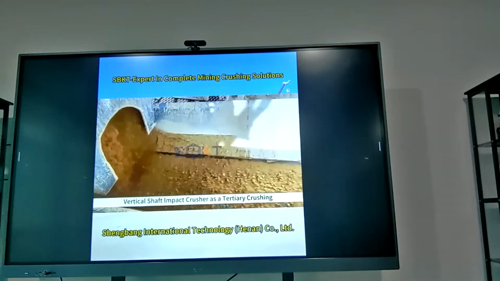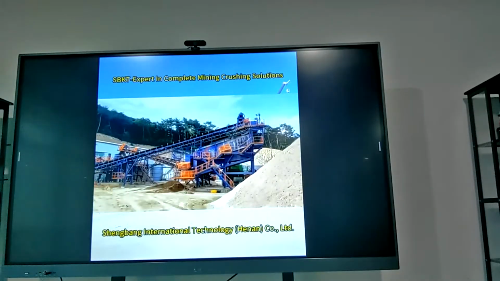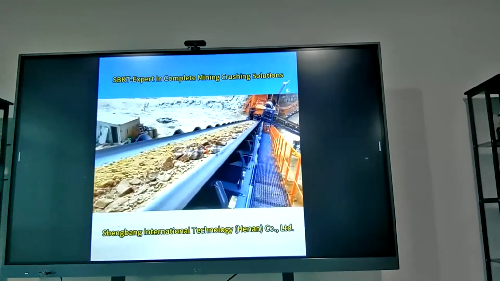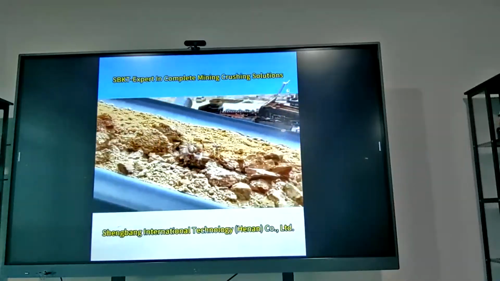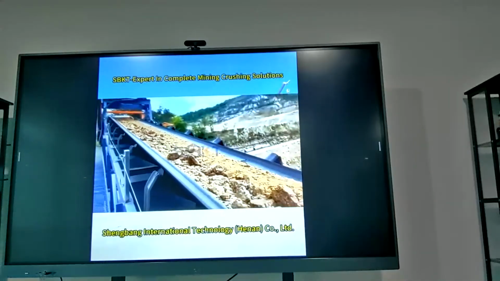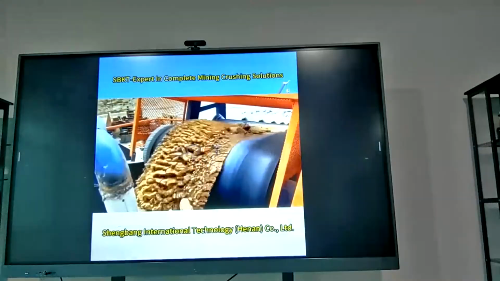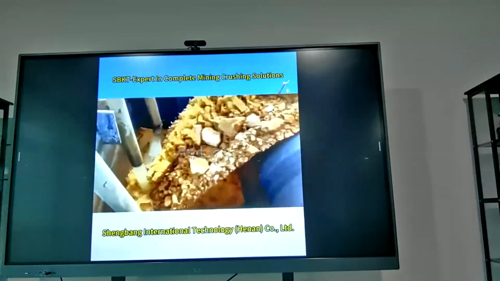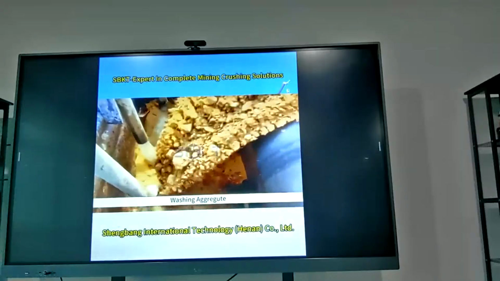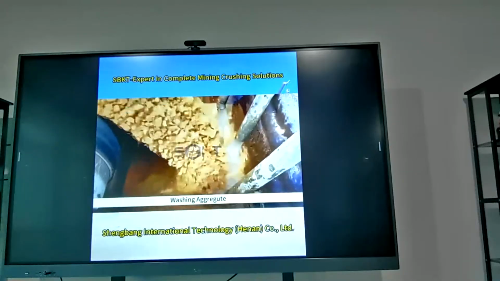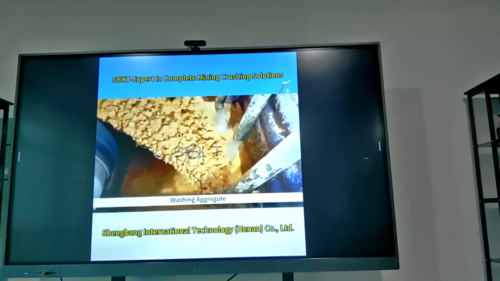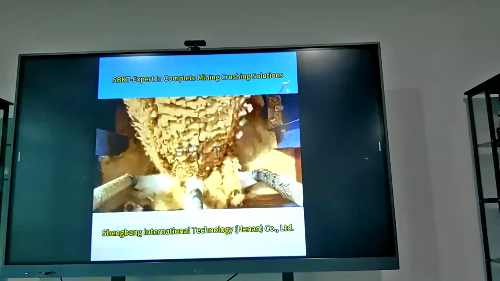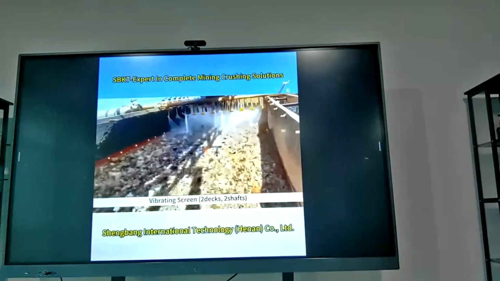In addition, the large-sized eccentric shaft and high-specification bearings equipped with the European version of the jaw crusher effectively improve the load-bearing capacity of the equipment, ensuring that the equipment remains in a stable operating state under high load operation, thereby extending the overall service life of the equipment.